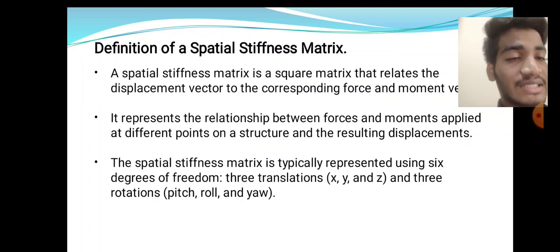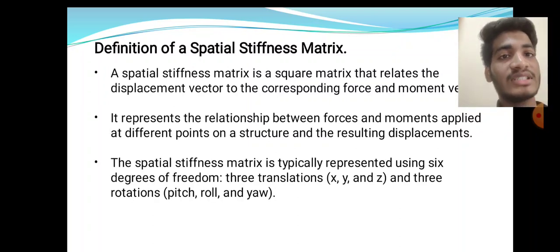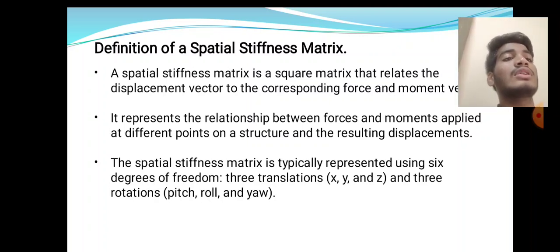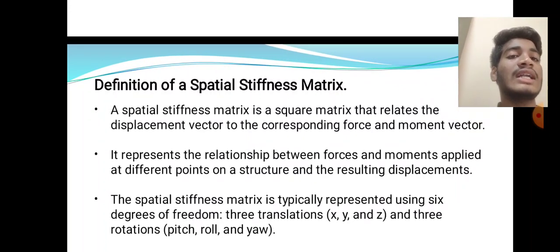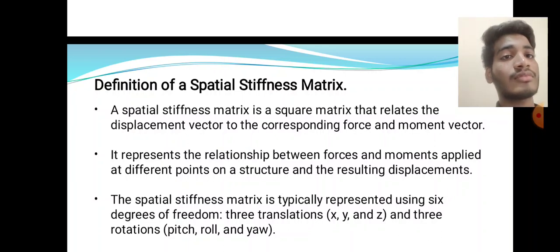The spatial stiffness matrix is typically represented using 6 degrees of freedom. The three translations are x, y, and z, and the three rotations are pitch, roll, and yaw. First point is the definition, and last point is the explanation about the definition. This is a relationship between forces and movements when they are applied at different points of a structure.